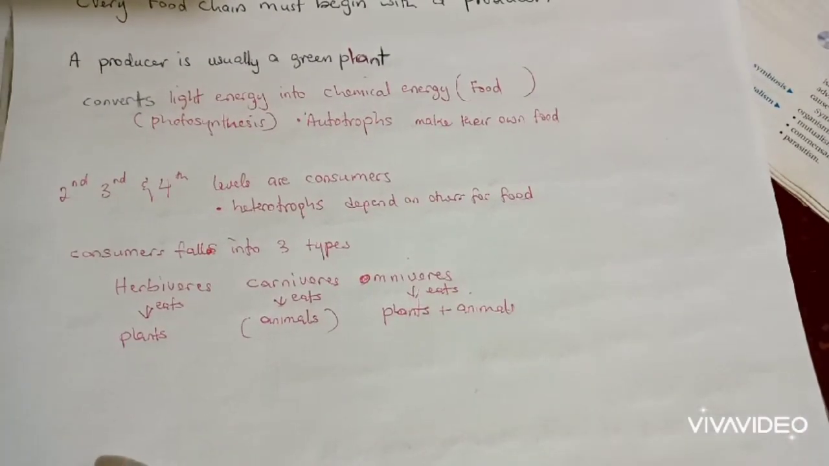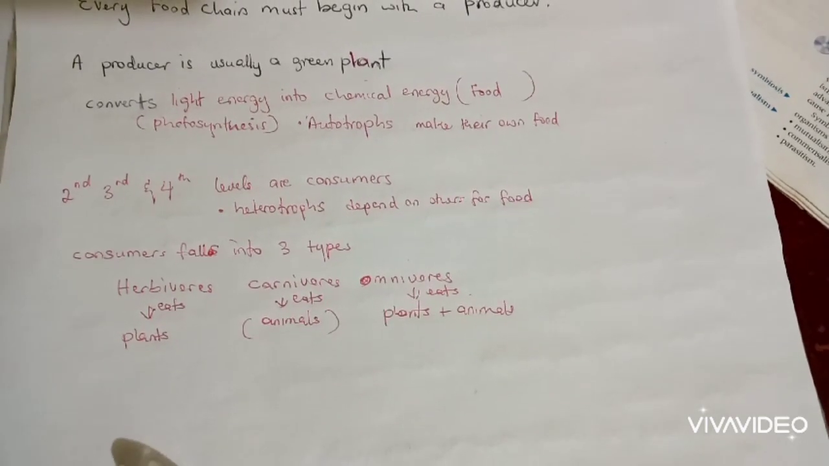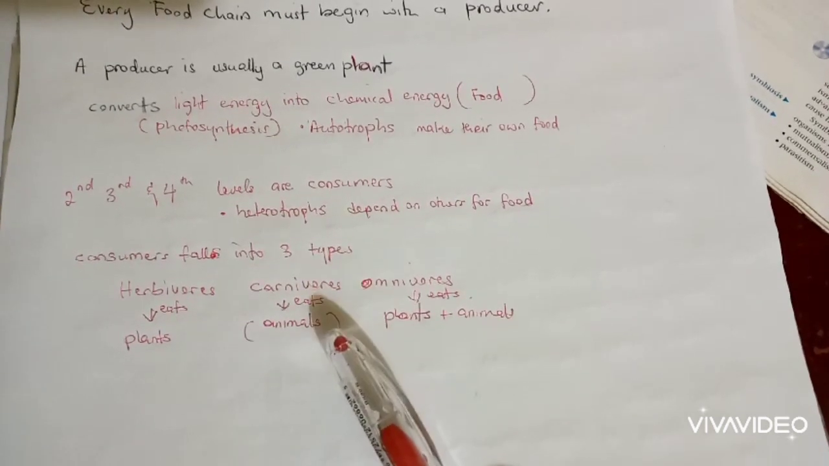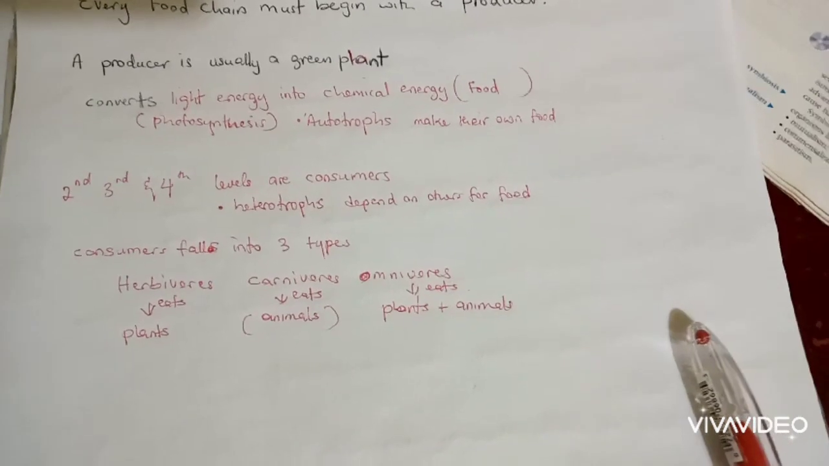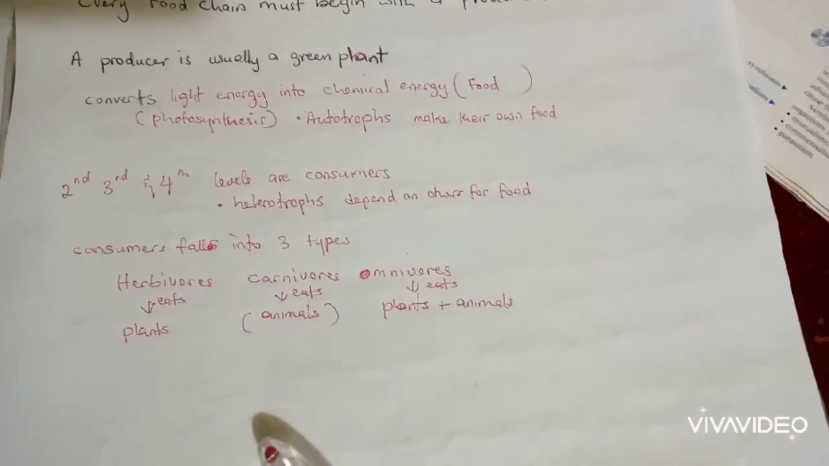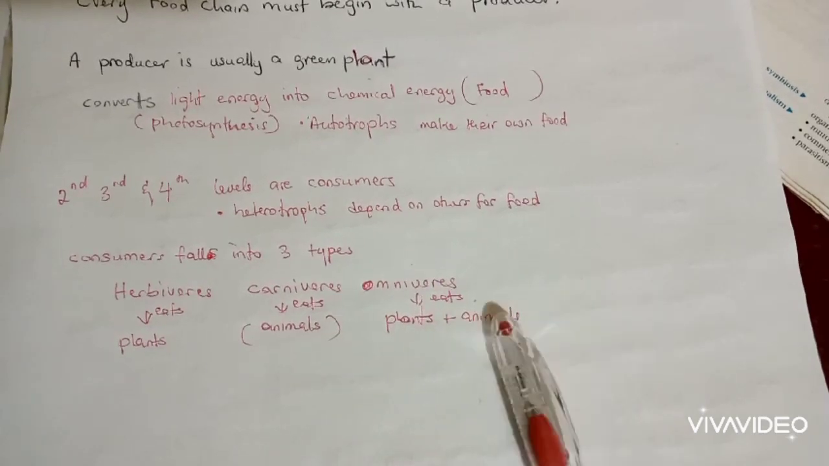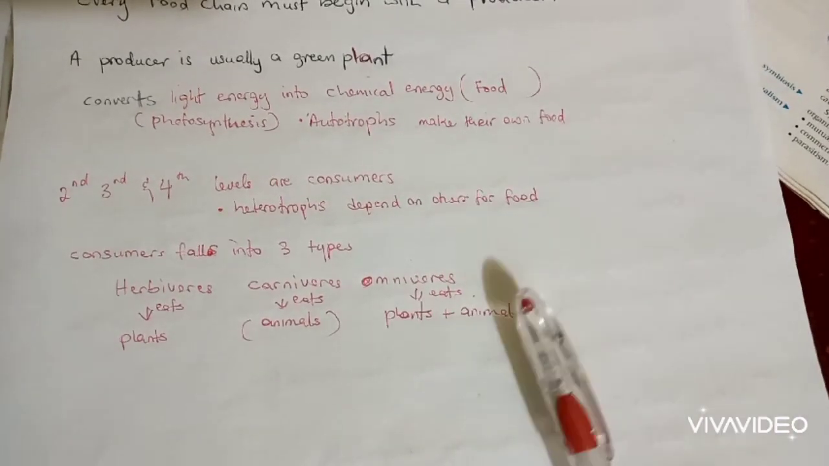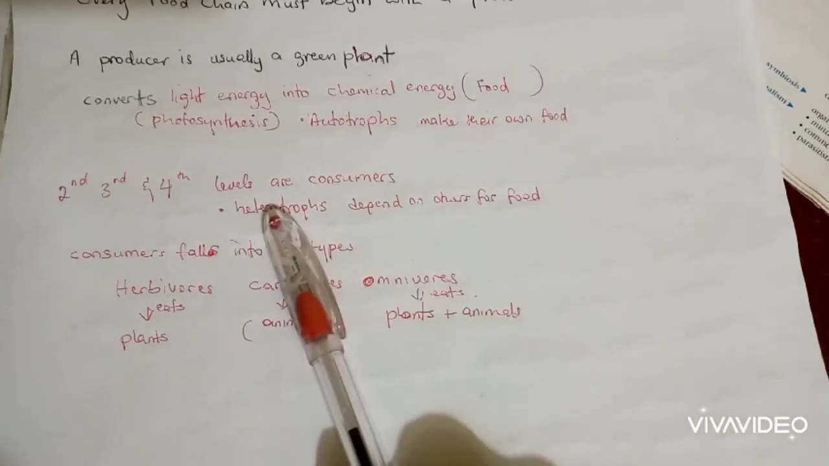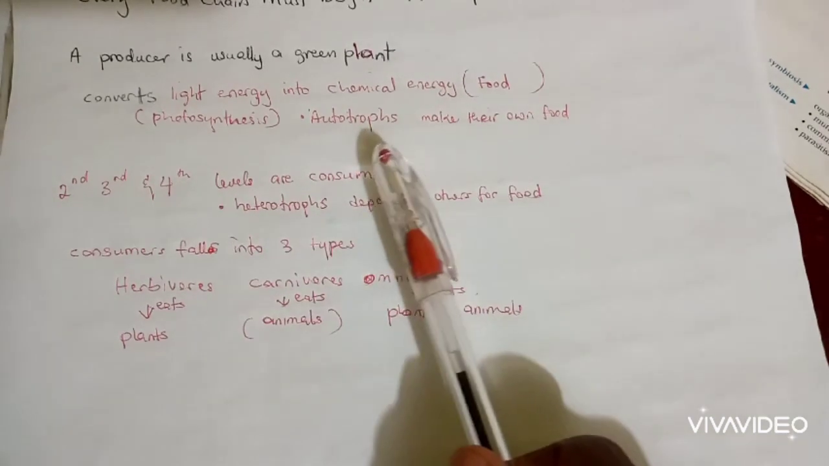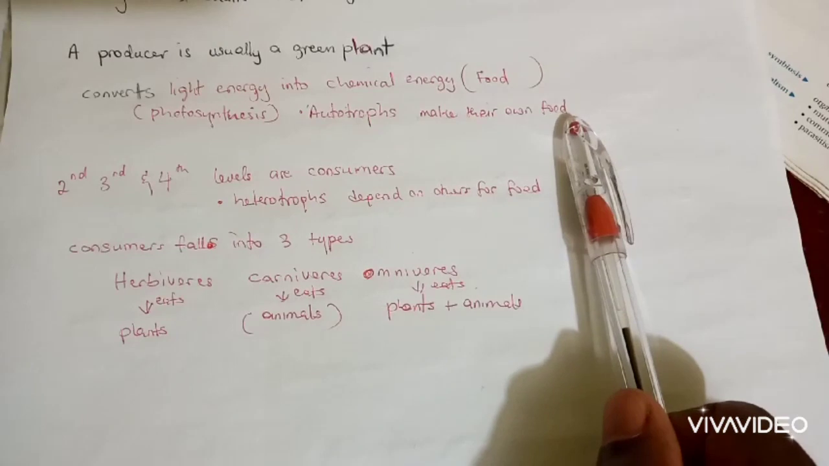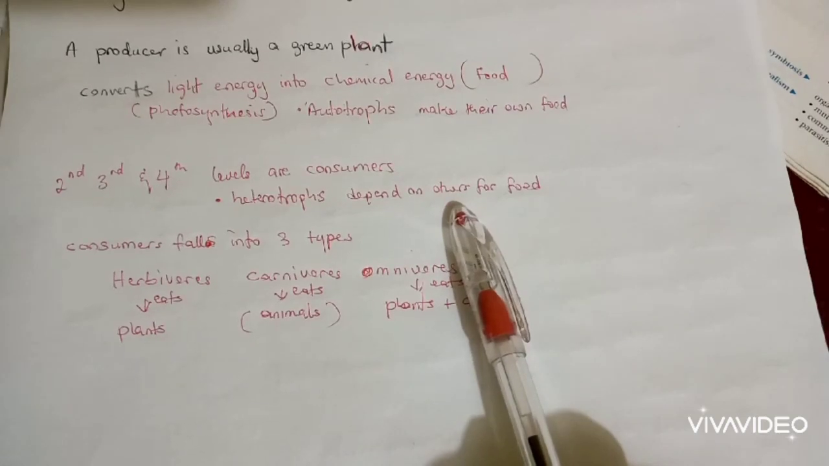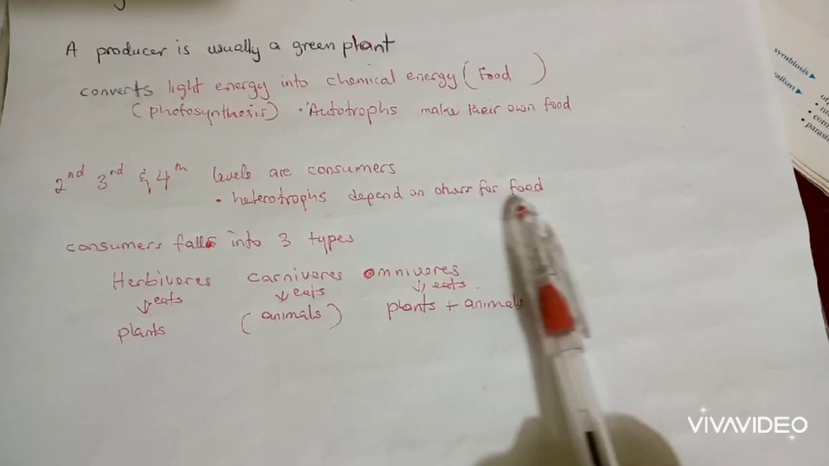The other trophic levels, that's primary, secondary, tertiary, and you can have a quaternary trophic level as well, are all consumer levels. They are consumers because they consume other organisms for food, and we also term them heterotrophs. While we call the plants autotrophs because they make their own food, we call the animals heterotrophs because they depend on other organisms for food.